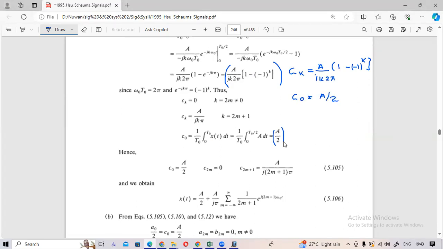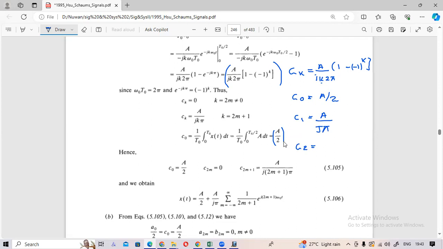This is C naught. So if you want to find C1, what you have to do? C1 means k is equal to 1. So you can apply 1 here. So A divided by j2π, 1 minus minus 1 to the power k, and k is also 1. So 1 minus minus 1, it will be 2. And this 2 cancels out. For j, you will have A divided by j2π. This is the C1 value.